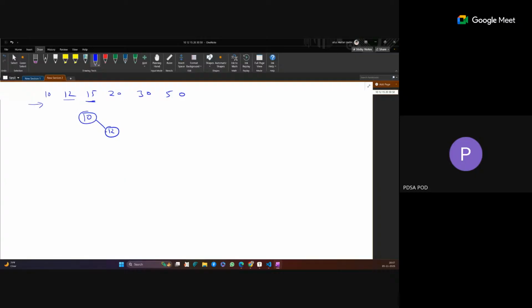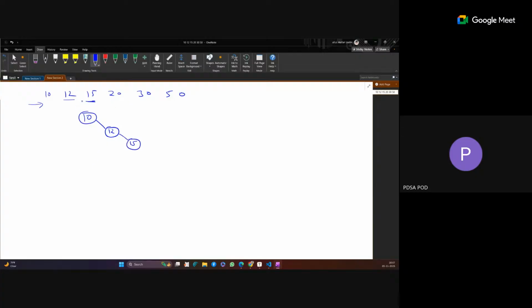If the right child is available, again we will compare. So 15 is greater than 12, then we will again check the right, but now the right child is not available, so that is the empty place. We will insert our new element. So 15 will be inserted here.